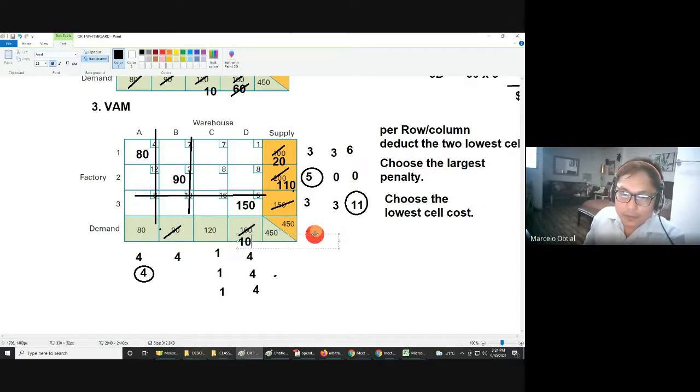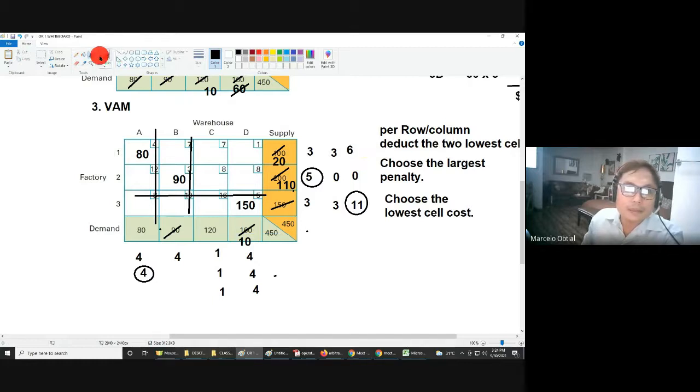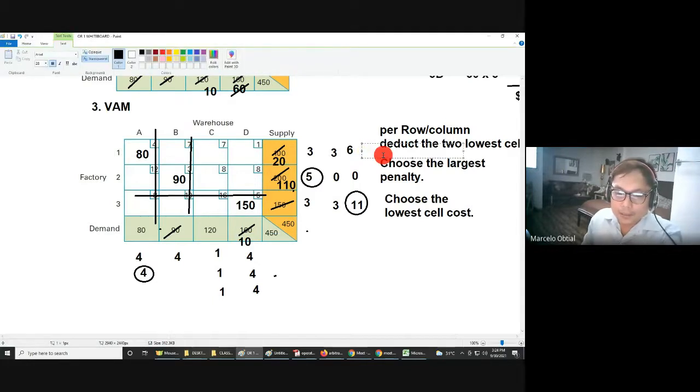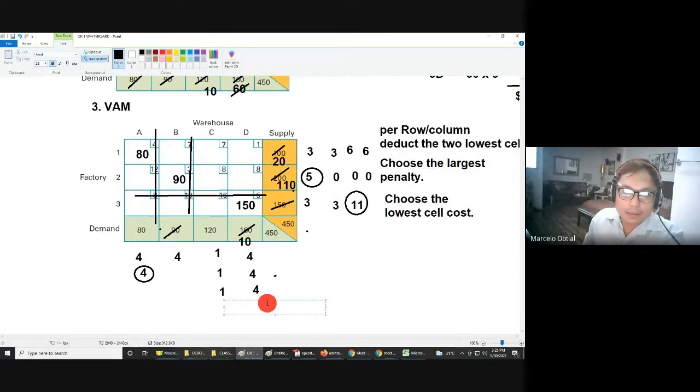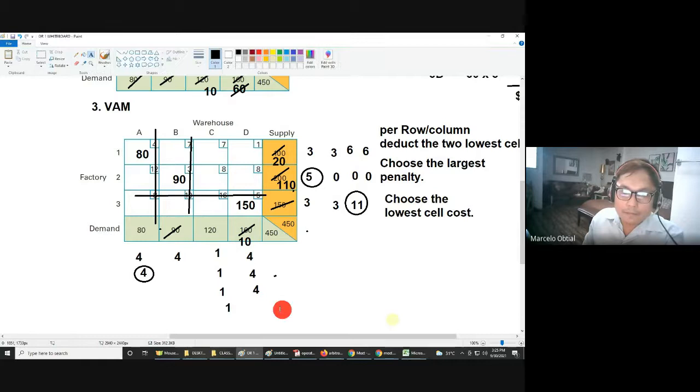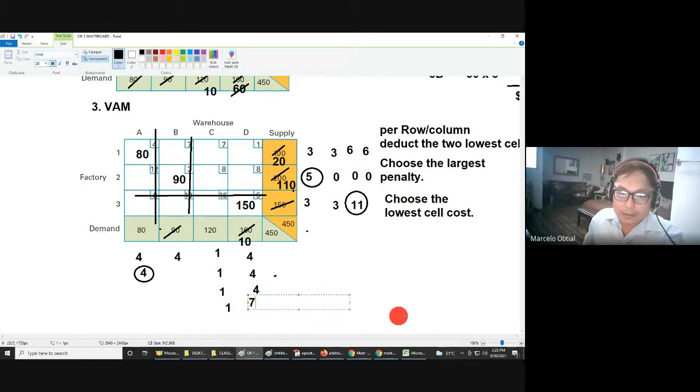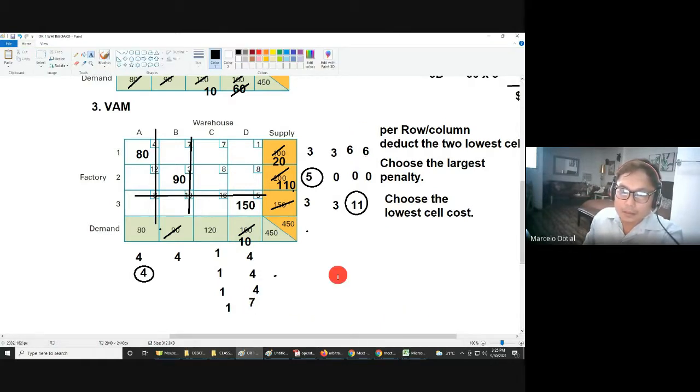Repeat the procedure again. So I think malapit na tayo matapos. 6. Then 0 pa rin. Then here, magbago na. We have 1. Then 7. Okay? So pick the largest, no? In this case, 7.